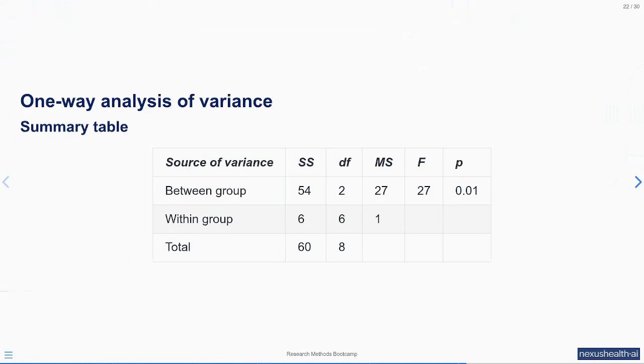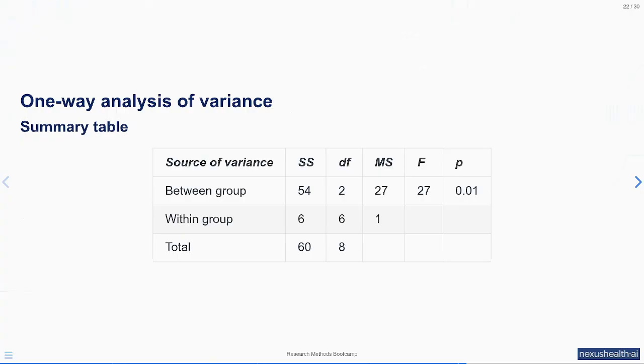And then the degree of freedom for the between group is 2. The degree of freedom for the within group is 6. And then we have the mean sum of squares and then the F statistic. So how are these figures derived? If you look at it, it's easy to infer how they are derived. For example, looking at the first row, the mean sum of squares is given to us by the first column divided by the second column. So 54 divided by 2 gives us 27, 6 divided by 6 gives us 1.